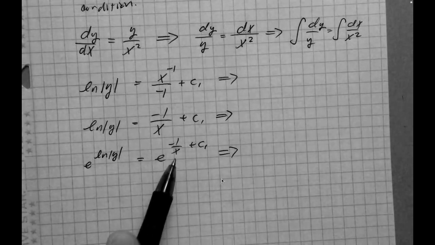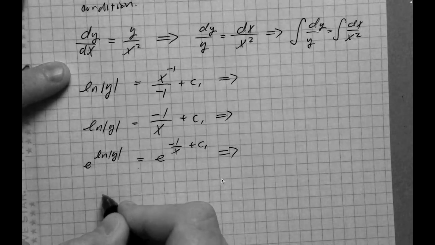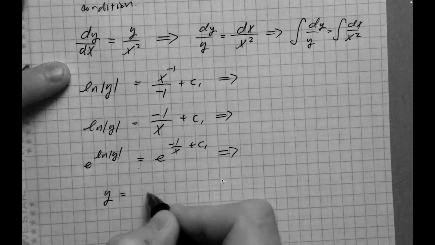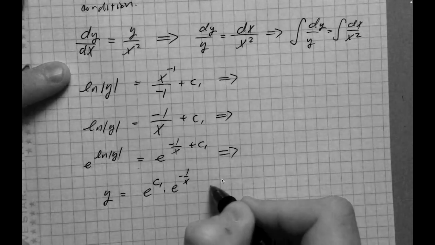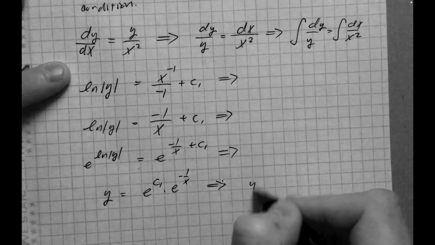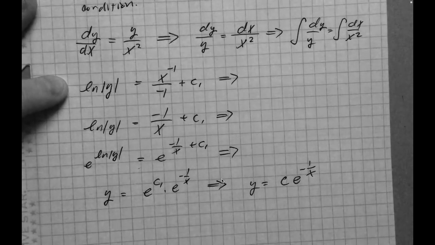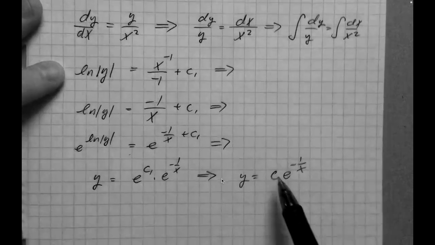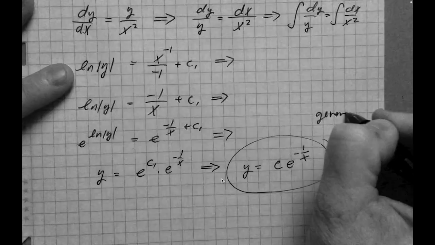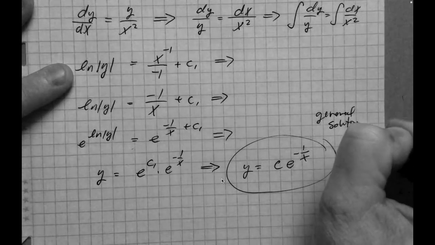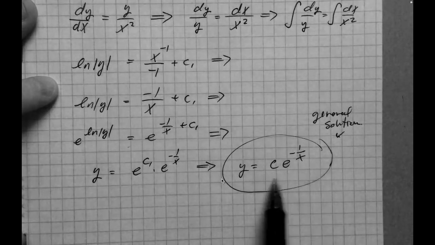And then what happens? Well, this old trick here of y equals e to the c1 times e to the negative 1 over x, which implies that y is equal to c e to the negative 1 over x. So this would be sort of the general solution, but then what is the particular solution?